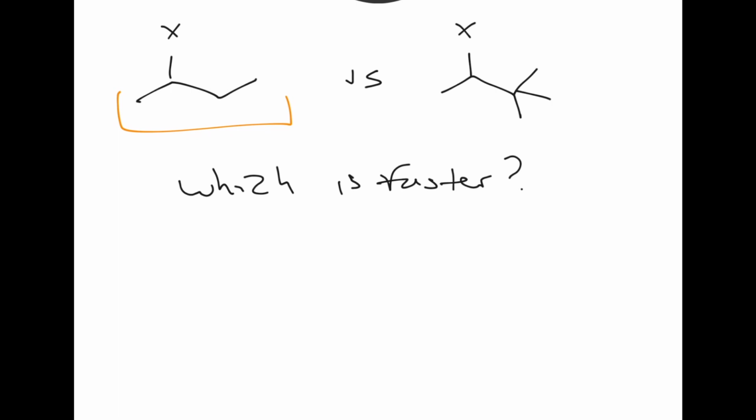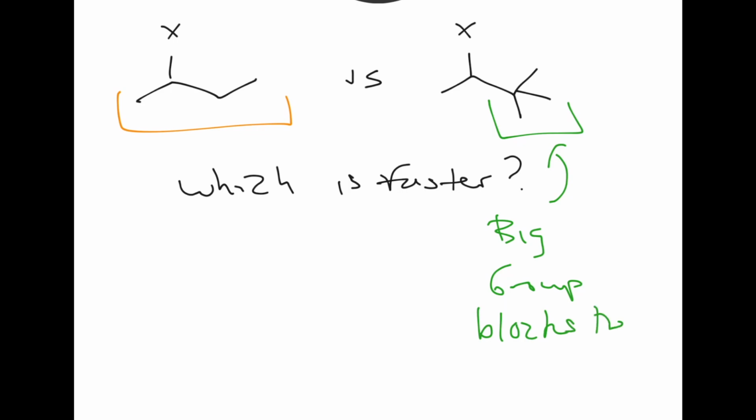So the one that has a smaller group beside the carbon that has the leaving group on it, or has the halide, is going to be faster, right? So a big group is going to block the nucleophile, right? It's not going to let you, specifically SN2 nucleophile minus. It's going to make it harder to get to that carbon that has your halide on it.